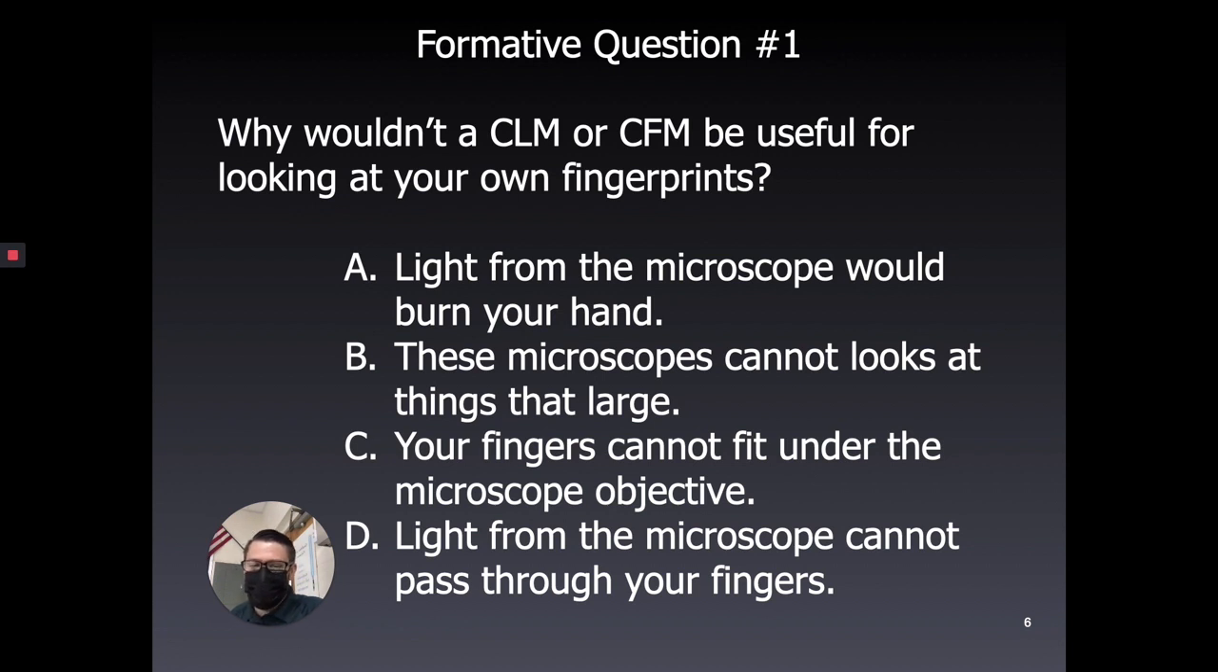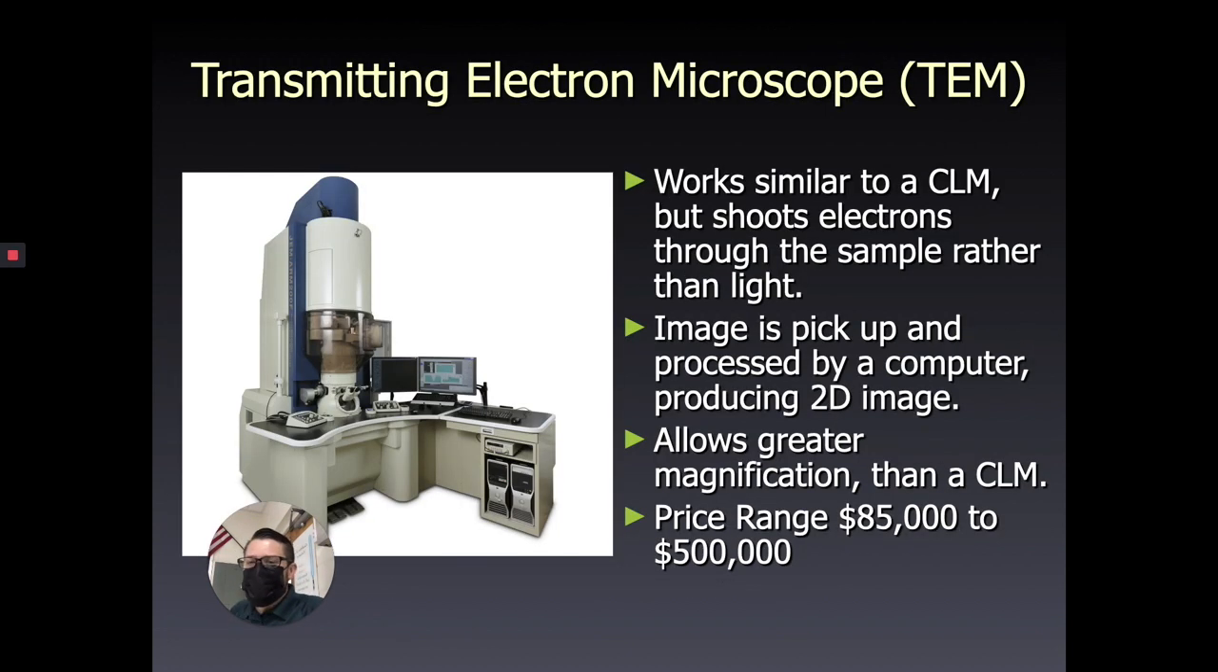C, your fingers cannot fit under the microscope objective. Or D, the light from the microscope cannot pass through your fingers. The next type of microscope is what scientists thought of: well, what if, instead of using light to image something, we used another source of energy? So we have what we call the electron microscope.